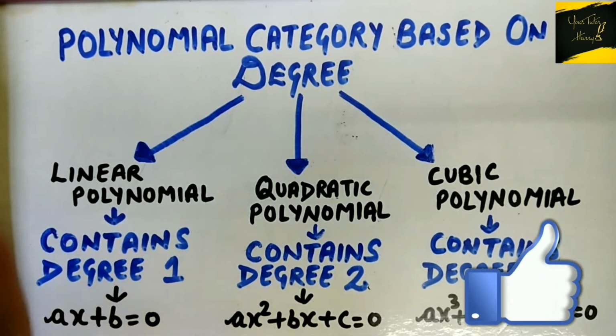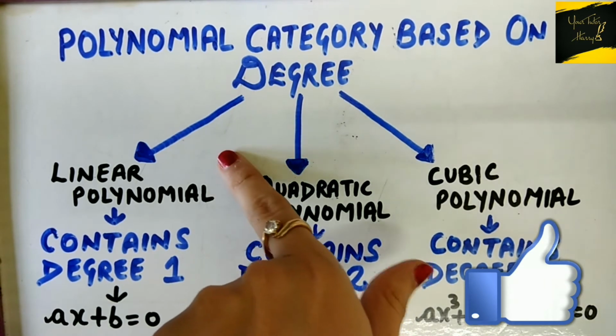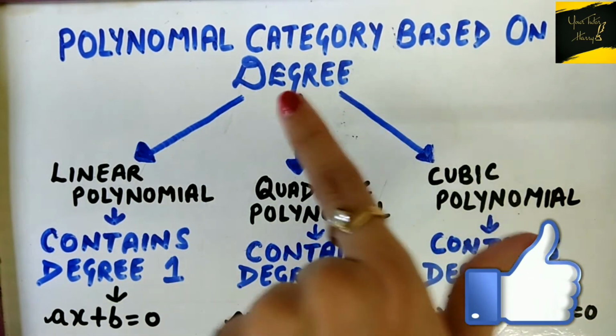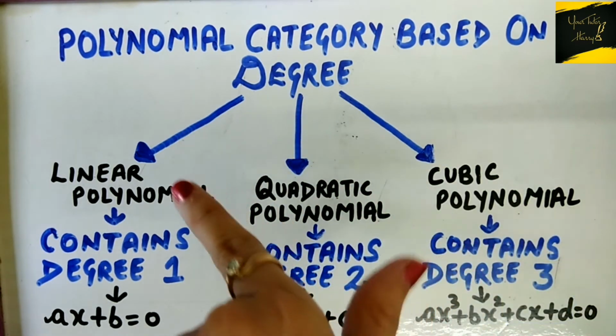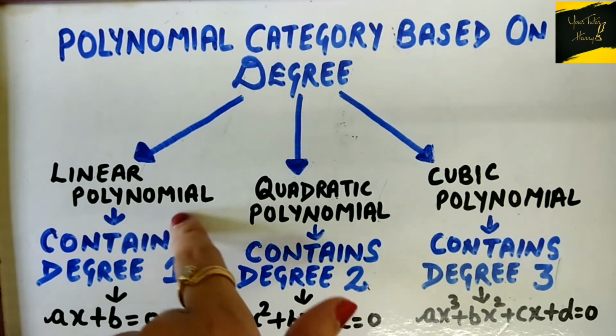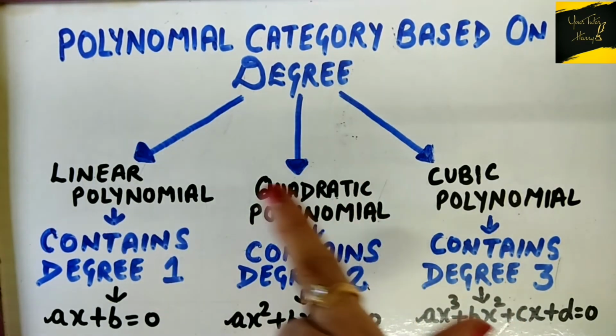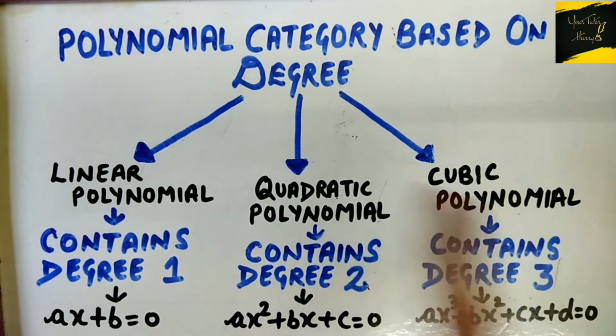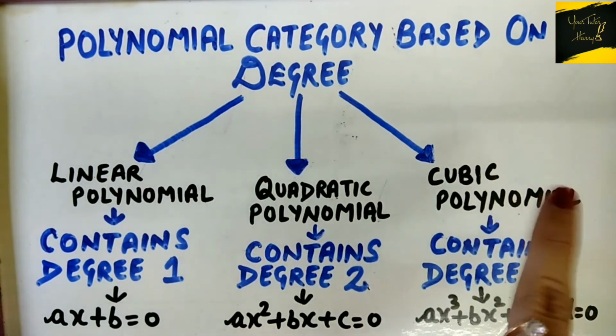So friends, here in this slide, we are going to study the polynomial categories based on degree. Based on the highest degree, we are going to categorize the polynomials. First one is your linear polynomial. Another one is your quadratic polynomial. And the last one is your cubic polynomial. What do these three categories mean?